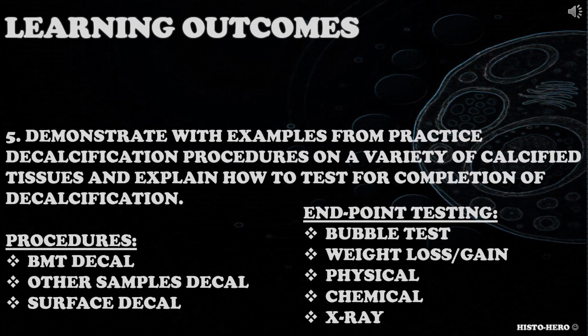The fifth learning outcome is for the candidate to demonstrate with examples from practice decalcification procedures on a variety of calcified tissues and explain how to test for completion of decalcification. What is the decalcification procedure used in your laboratory? Is it the same procedure for all samples or do you have different procedures for samples? If so, why do they differ? What types of samples are usually decalcified? How would you test for completion of decalcification?